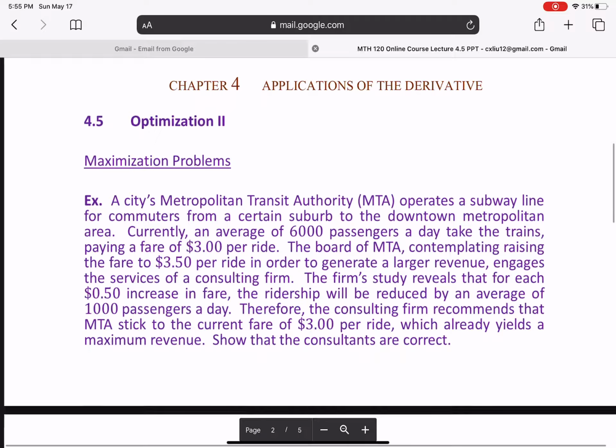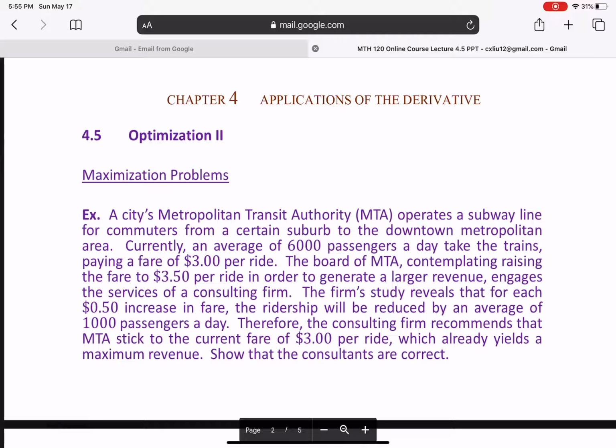We're going to start with a maximization problem. A city's Metropolitan Transit Authority, or MTA, operates a subway line for commuters from a certain suburb to the downtown metropolitan area. Currently, an average of 6,000 passengers a day take the train, paying a fare of $3 per ride. The board of the MTA is contemplating raising the fare to $3.50 per ride in order to generate a larger revenue.